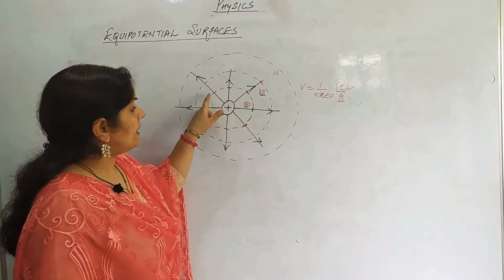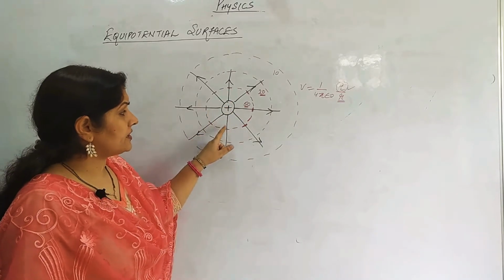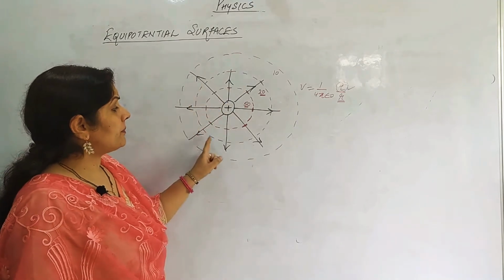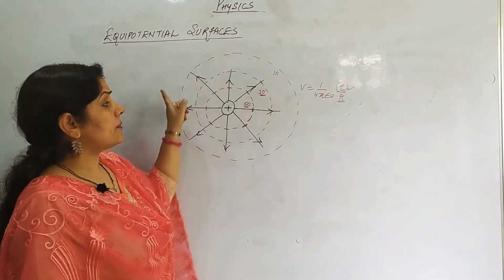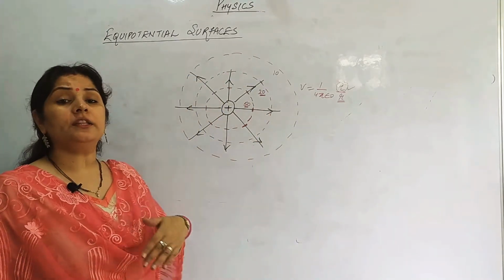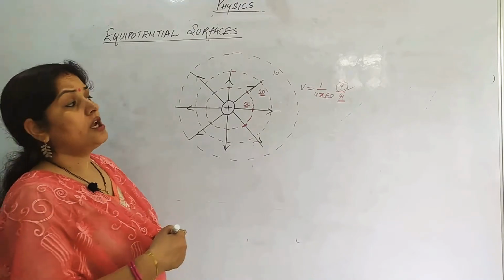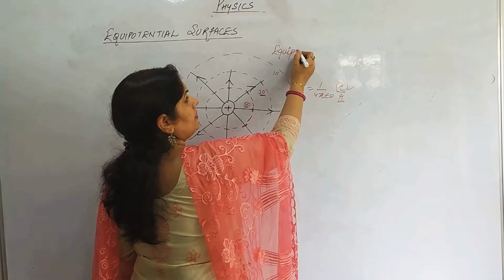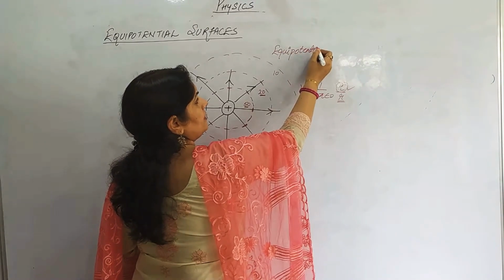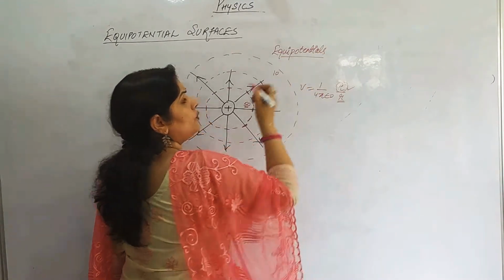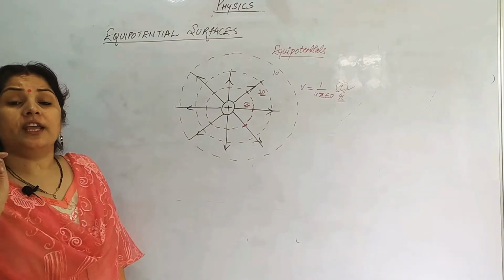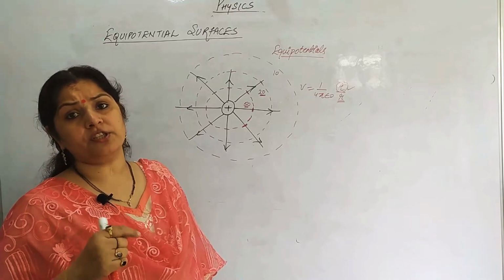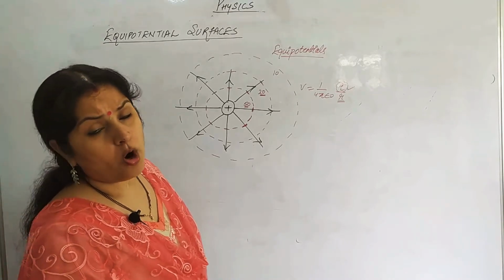ये जो पहले वाला dotted concentric sphere है, इस पे सब points पे potential 50 है, सेकेंड पे सब पॉइंट्स पे पोटेंशियल 20 है, थर्ड पे सब पॉइंट्स पे पोटेंशियल 10 है. Similarly there could be so many surfaces. All these surfaces are termed as equipotentials. We name them as equipotentials because they are those surfaces at every point of which the potential is the same.